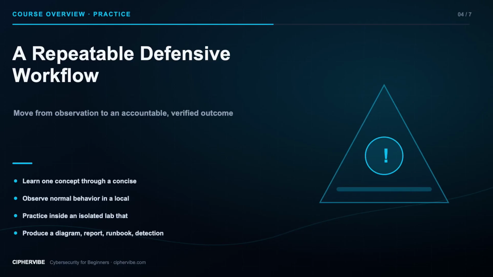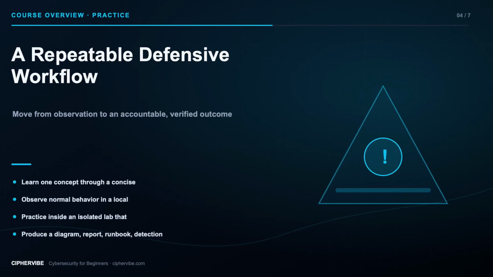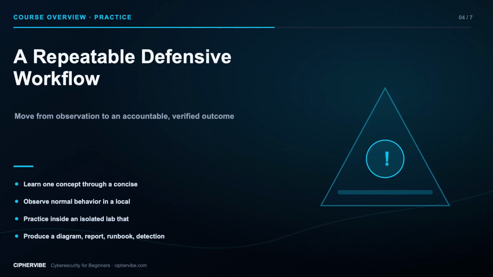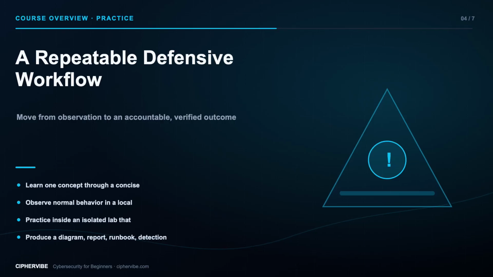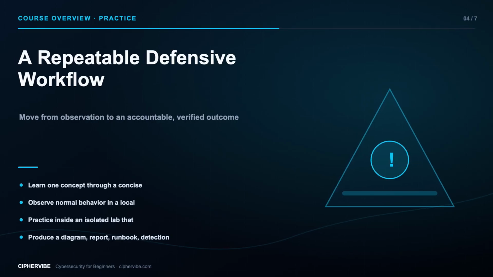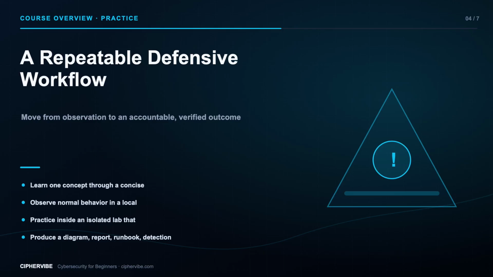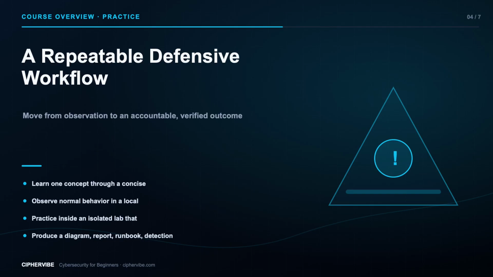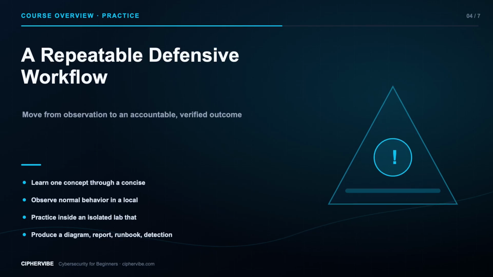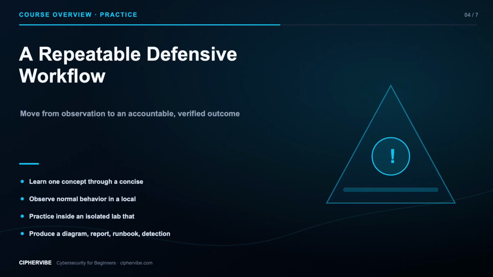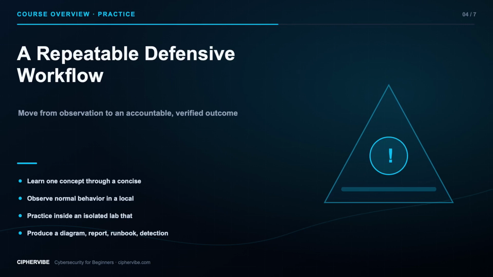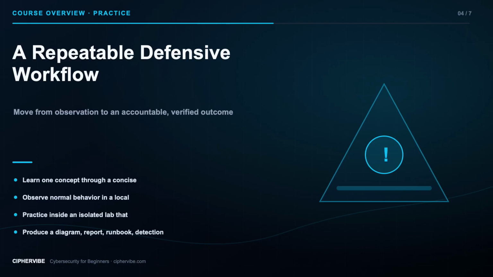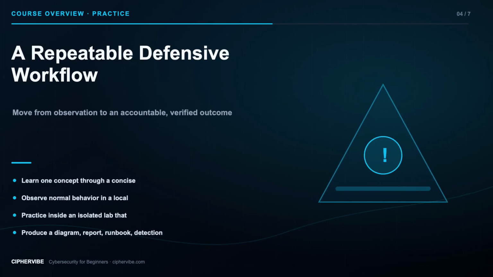First, learn one concept through a concise explanation and connect it to a realistic business scenario. Second, observe normal behavior in a local system before deciding what suspicious behavior looks like. Third, practice inside an isolated lab that you own or are explicitly authorized to assess. Fourth, produce a diagram, report, rulebook, detection hypothesis, or demonstration that explains the evidence. Fifth, review uncertainty, mistakes, and next steps instead of treating tool output as unquestionable truth.